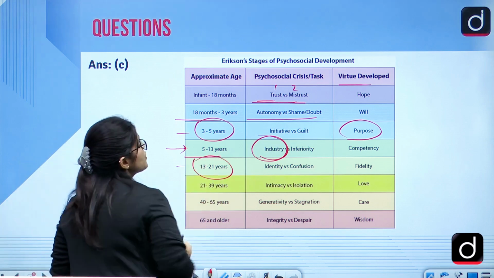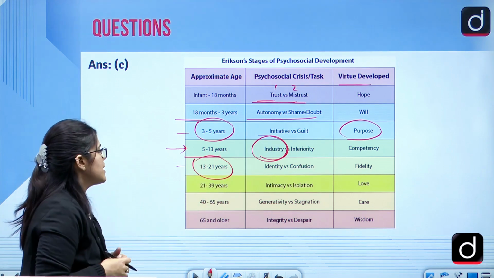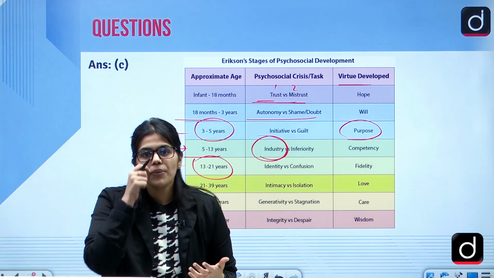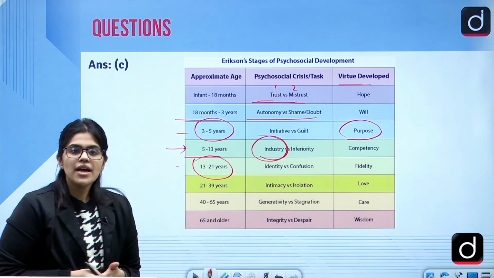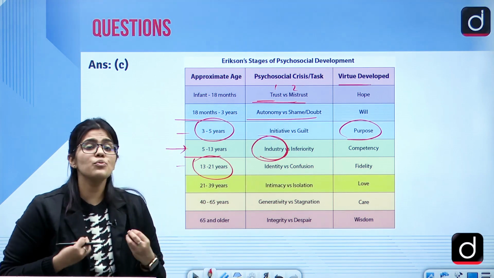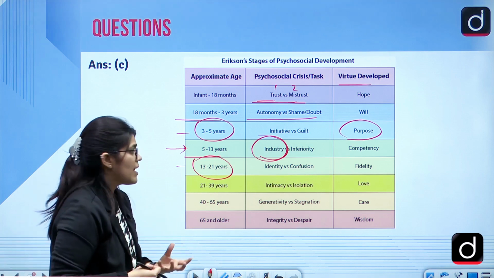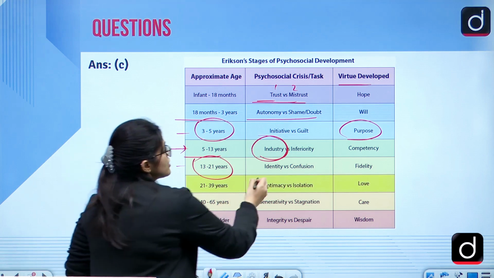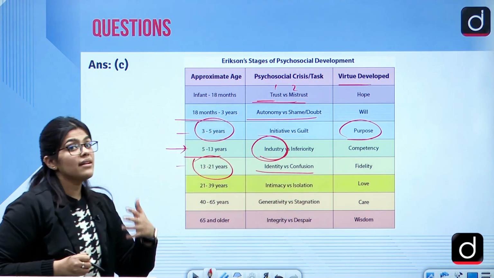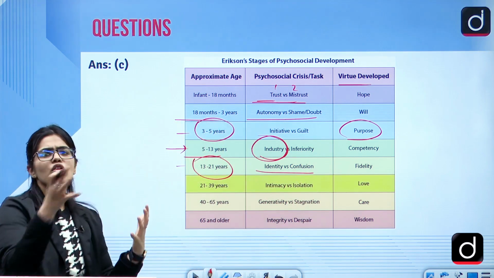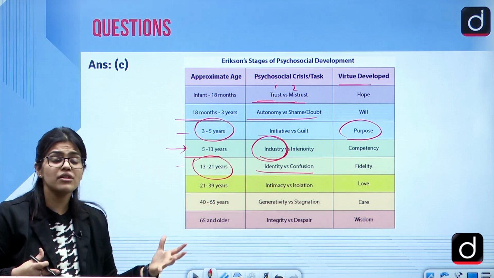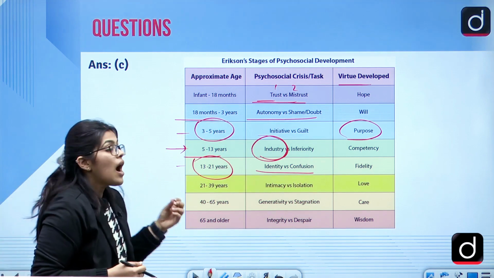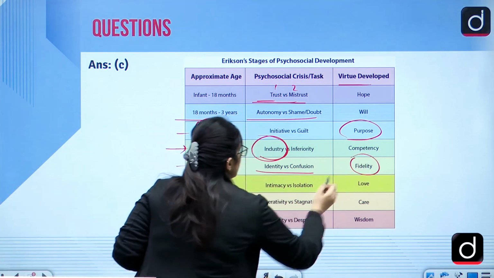Then 13 to 21, again, somewhat your teenage, you start to feel, who am I? This is the question that will pop in your mind. What is my identity? Am I only Aanchal Sharma? What am I? What to do in life? All these confusions will come in your mind. So there is one identity created, but there are so many confusions. There is a plethora of information in front of you, and you have so many career options. What to do, what to become. Out of it, you learn fidelity at this stage.